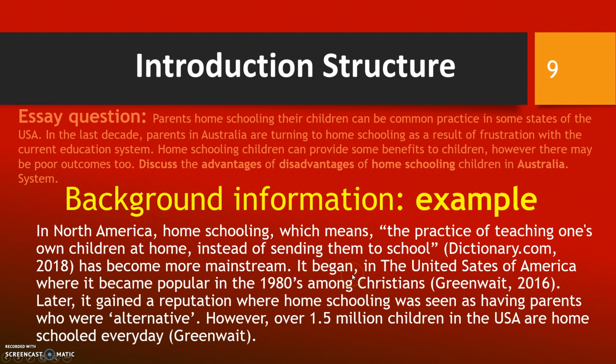It began in the United States of America, where it became popular in the 1980s among Christians. Later, it gained a reputation where homeschooling was seen as having parents who were alternative. However, over 1.5 million children in the USA are homeschooled every day. Alright, so I've defined what homeschooling is, and I've really discussed homeschooling in a broad sense.